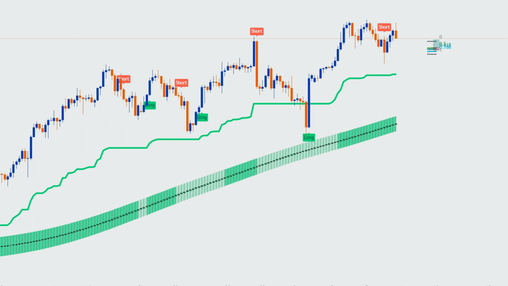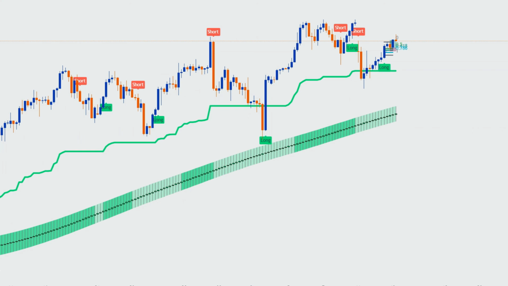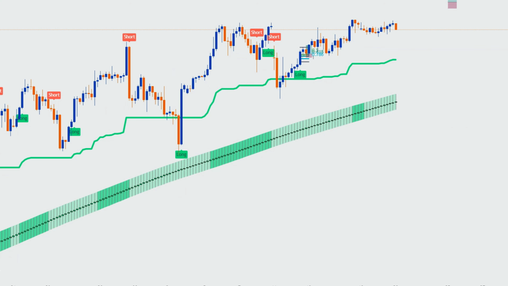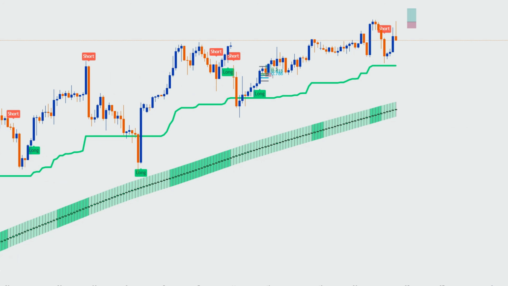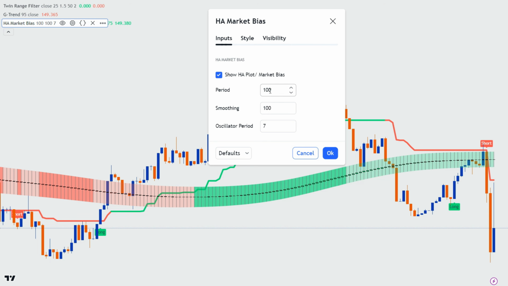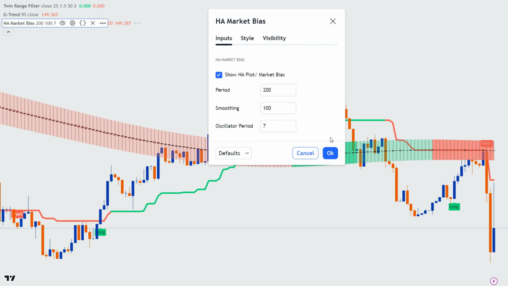The market bias indicator is a technical indicator that helps traders identify the long-term trend of a market. It is a simple but powerful tool that can be used by traders of all experience levels. To use the market bias indicator, simply adjust the period to 200. This will give you a broad view of the market and help you identify significant market movements.